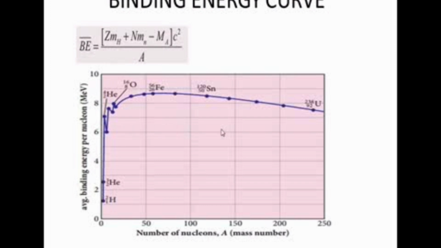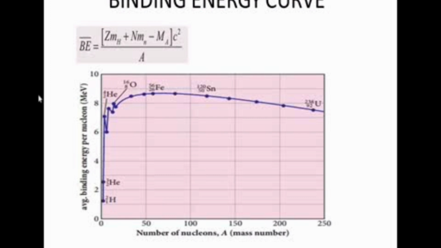So here there is a graph for the binding energy curve. This is called the binding energy curve. The x-axis is the number of nucleons A, and the average binding energy in mega electron volt is on the y-axis. Here the lighter elements are helium, hydrogen, then oxygen. The most stable element is iron, 56. The binding energy of iron is 8.8 mega electron volt, so it's the most stable element.